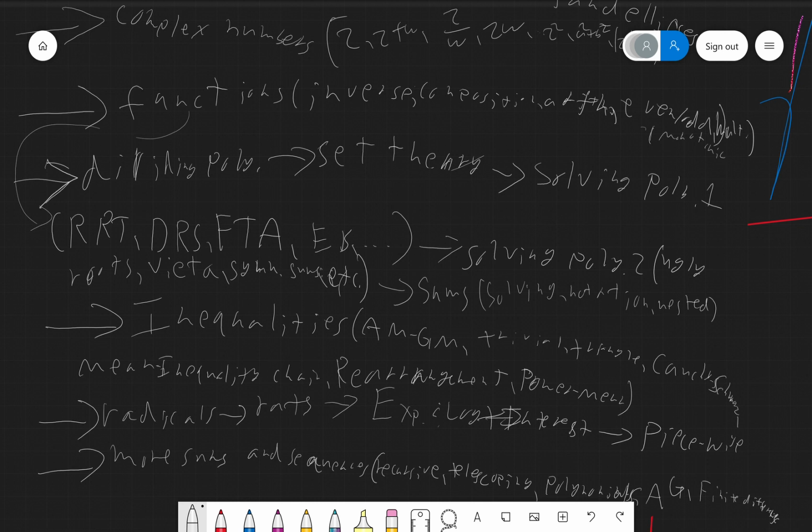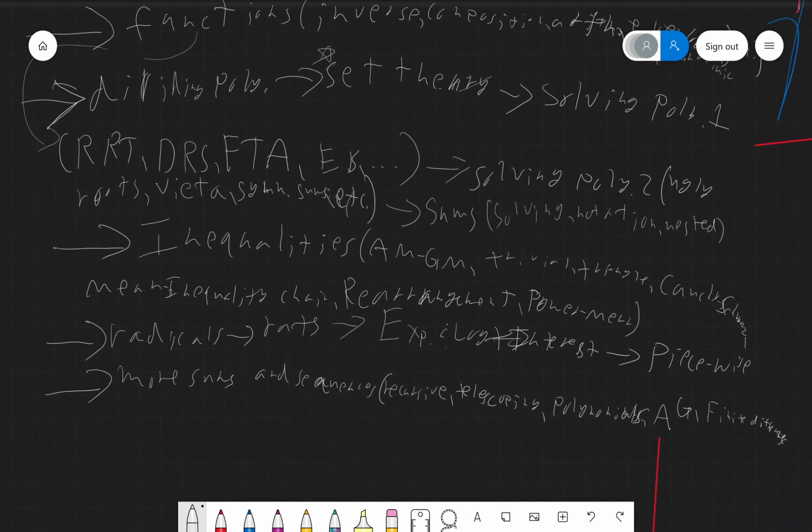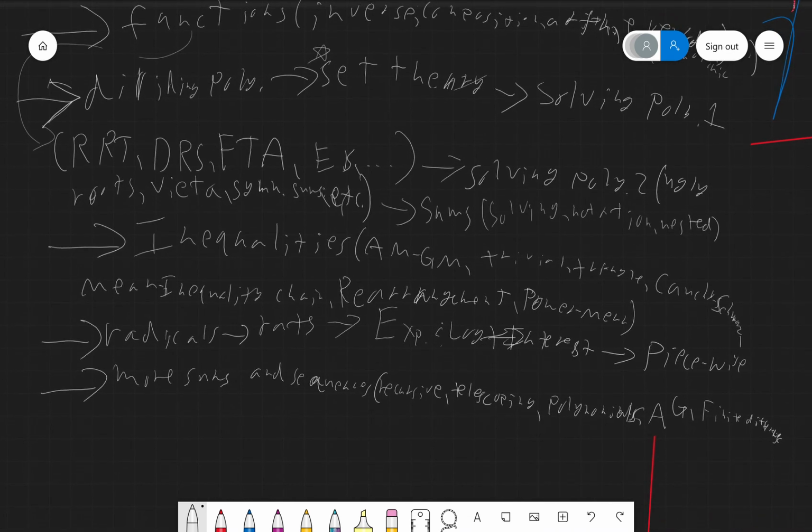After that, we're going to talk about set theory. This isn't like a whole topic. It's just like a mini topic, just some notation, you know. Then we're going to talk about solving polynomials, part 1. After that, we're going to talk about solving polynomials, part 2. Then we're going to talk about sums. After that, we're going to talk about inequalities.